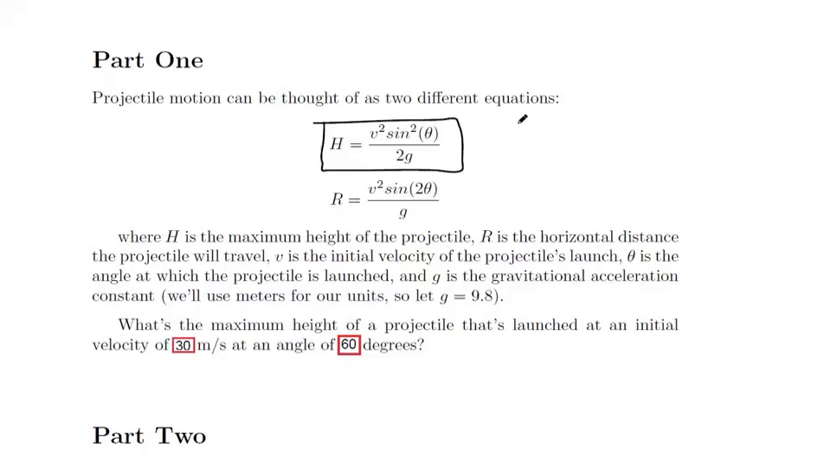30 goes in for V, so the height is going to be 30 squared times sine squared 60 for theta. That's all over 2 times, we're using 9.8 because we're in terms of meters, right? So the gravitational pull is 9.8 meters per second squared.